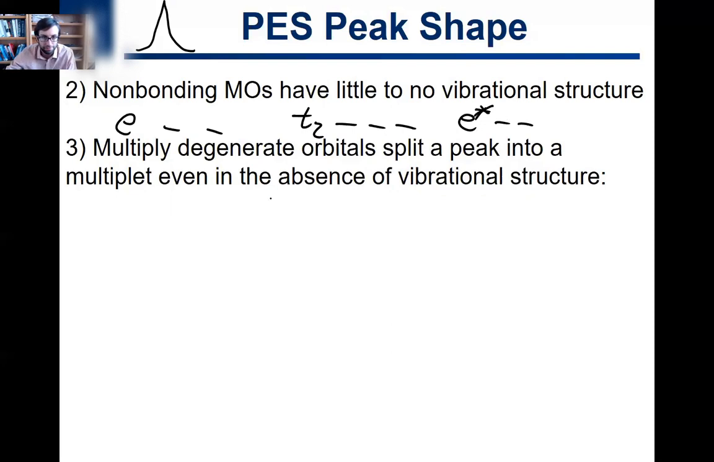Could be non-bonding, which we would usually write as E and B, non-bonding, subscript or superscript. Not really a nomenclature there that's agreed upon. So even if you don't have vibrational structure, like this non-bonding one, you will still have some splitting occurring just by the very fact that it's a degenerate orbital, okay?